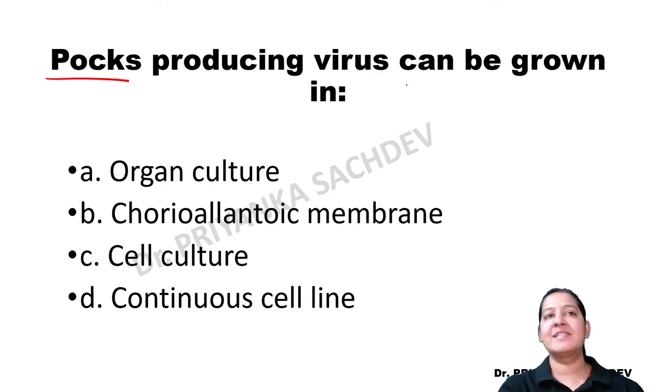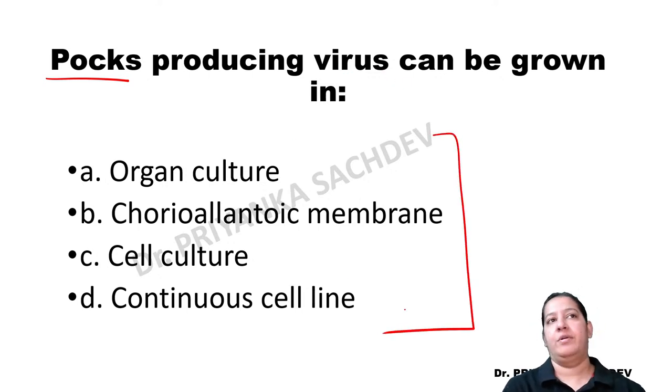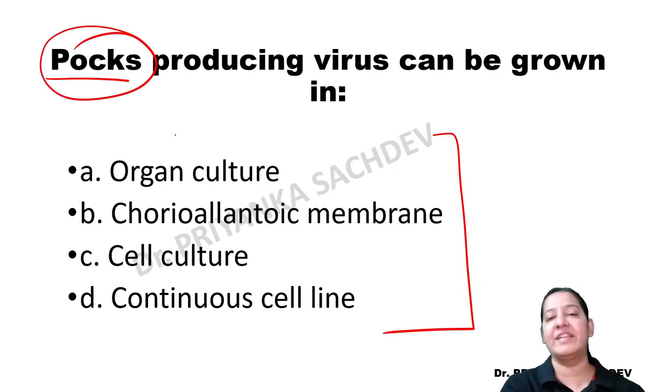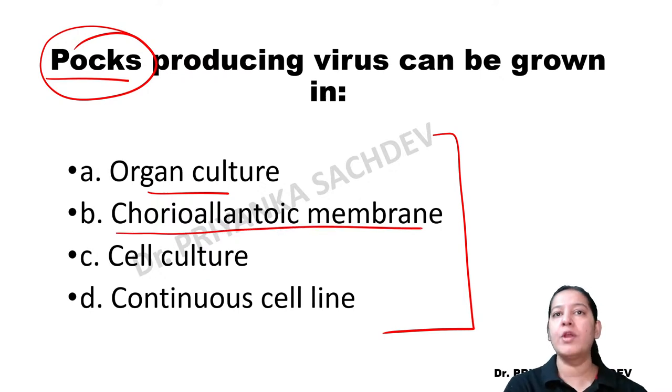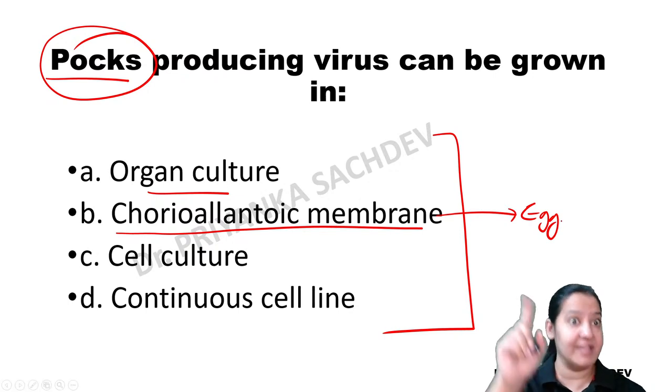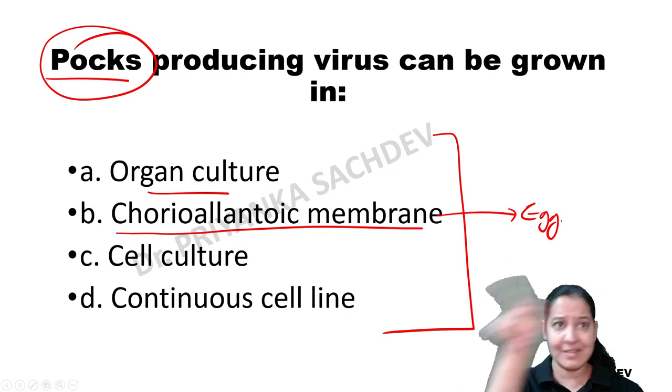Pox producing virus can be grown in what? Where can we find the pox? Can we find the pox in organ culture? Can we find the pox in CAM, the chorioallantoic membrane of the egg? This membrane is present in the egg. It is the first membrane in the egg. There are four cavities, and this is the outermost one.